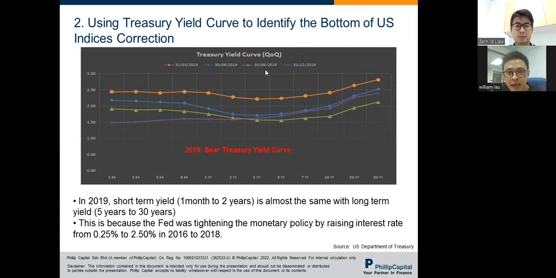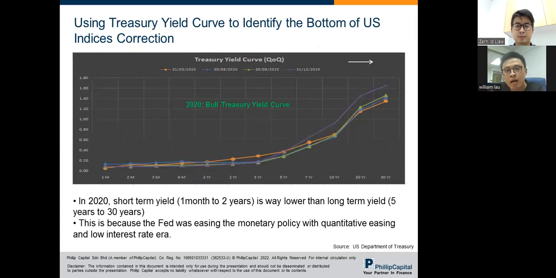If you look at the entire year of 2019, I plot it out using the quarterly rate. If you look at it, this is a bearish yield curve because US indexes are not performing that well. Like I said, either sideways or downtrend.